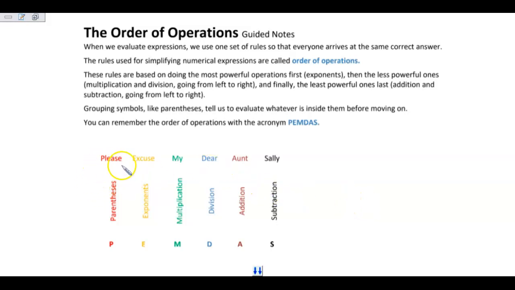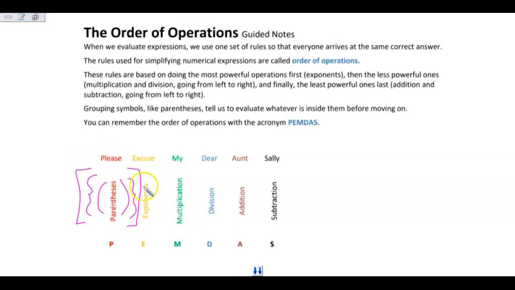The P stands for please, excuse my dear Aunt Sally. P stands for parentheses. So the first thing we would do is to look to see if there's anything in any type of grouping order. And it could be parentheses, it could be brackets, braces, any of these grouping symbols would be under the P.